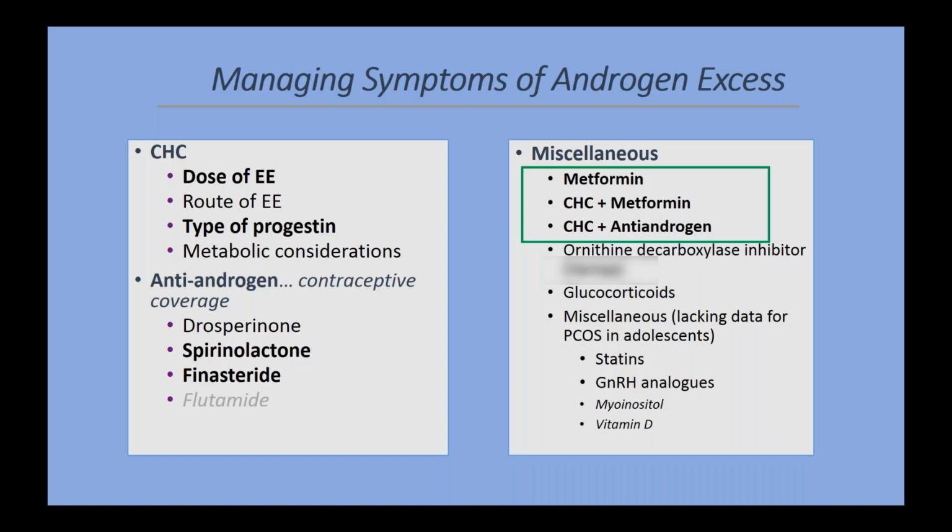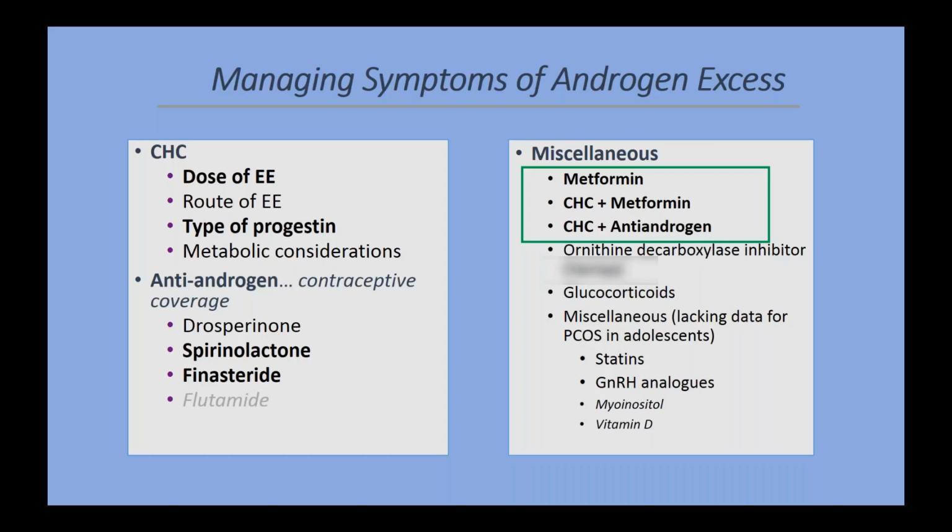Secondly, certain types of progestins, drospirenone being the progestin which is available in the US, have direct anti-androgenic properties. So it acts like spironolactone by having a potential to block the androgen signaling at the level of the androgen receptor.